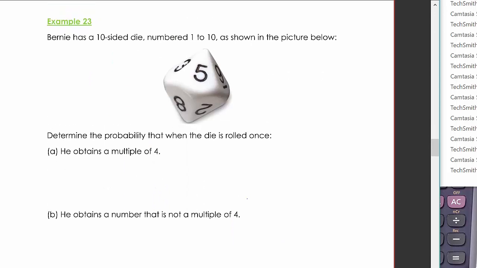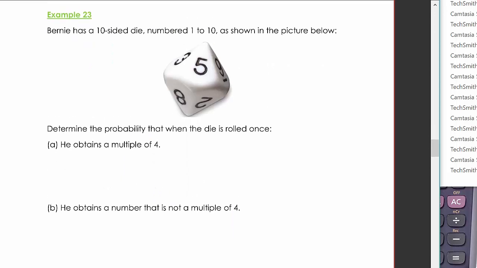one of them happens. So Bernie's got his 10-sided die again, numbered 1 to 10. Determine the probability that when the die is rolled once, he obtains a multiple of 4. So 4 and 8 are those. So the probability of a multiple of 4 is going to be 2 over 10, which is 1/5.